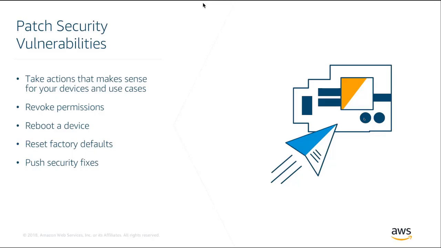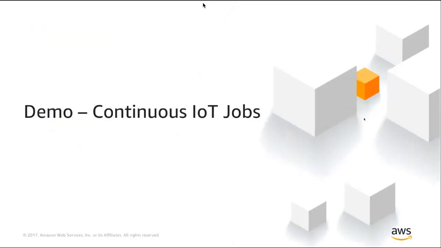So we've covered AWS IoT Core, AWS IoT Device Management, and AWS IoT Device Defender. To help you visualize all the components of AWS IoT that we've covered so far, I'm going to jump into a demo and show you how quickly and easily you can get up and running using all of these services together.